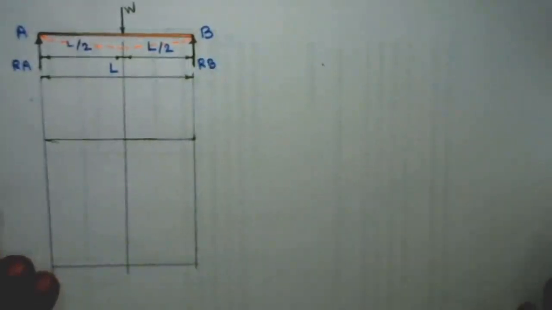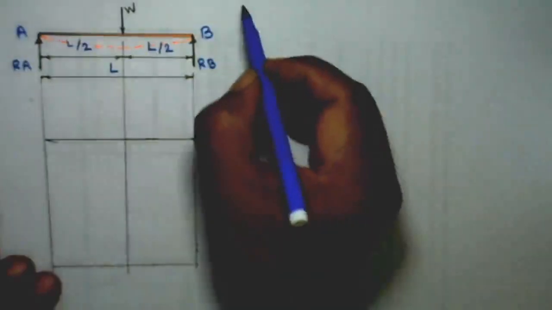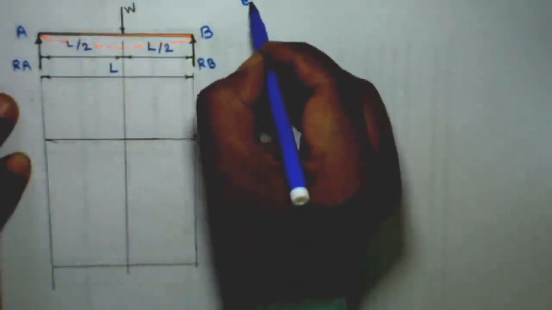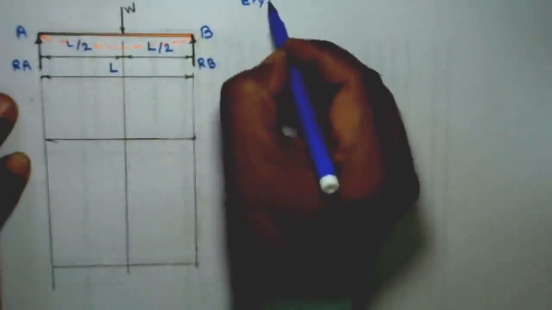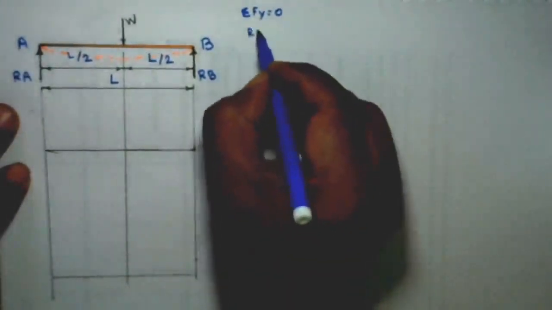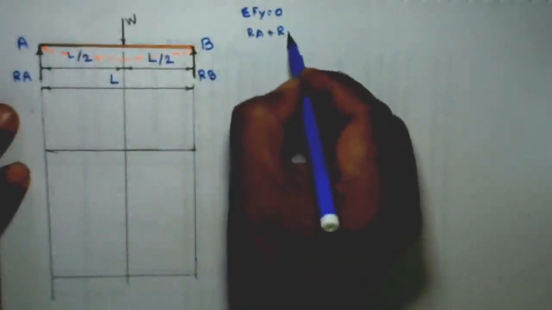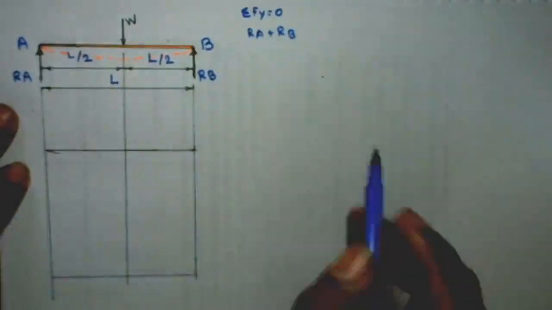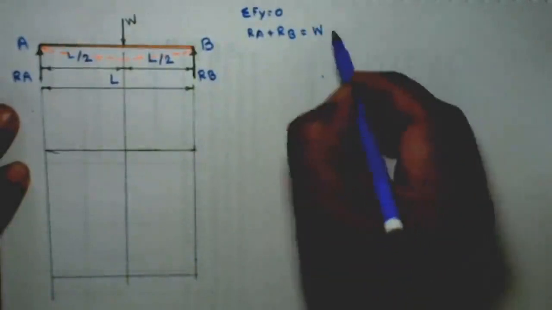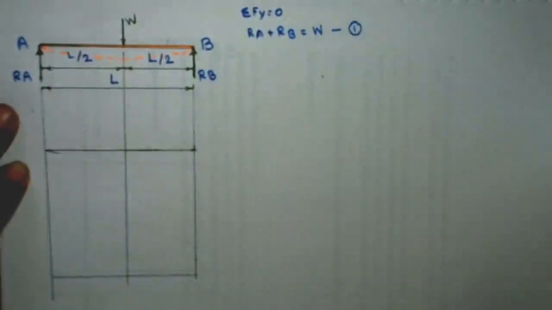To calculate the reactions at points A and B, first we have to consider the static equilibrium conditions, that is summation Fy is equal to 0. It means upward forces are equal to downward forces. So upward forces are Ra plus Rb, and the downward force is only the load acting, that is W. Say equation number 1.